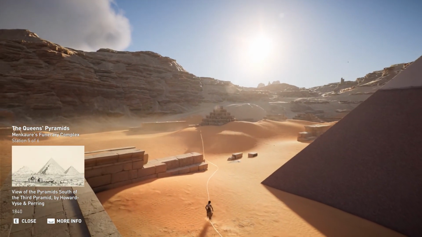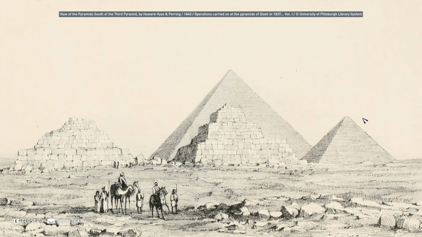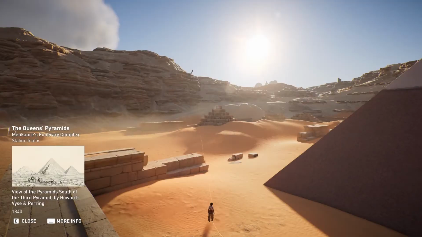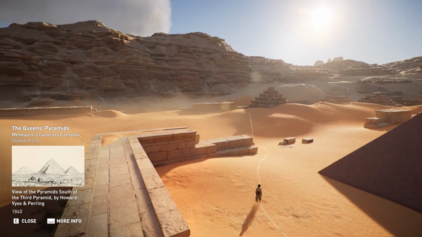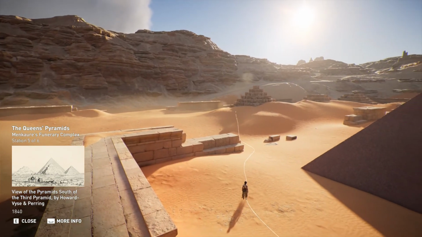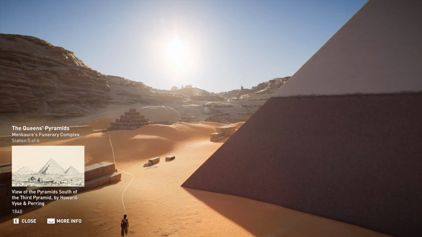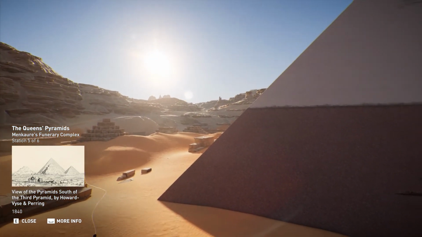Three small structures, referred to as Menkaure's Queens' Pyramids, were erected along the southern side of the main pyramid. One of them was a smooth-faced pyramid, while the other 2 were more basic step pyramids. It is difficult to assess whether the latter were designed as such or were left unfinished with no casing to smooth out their surfaces.